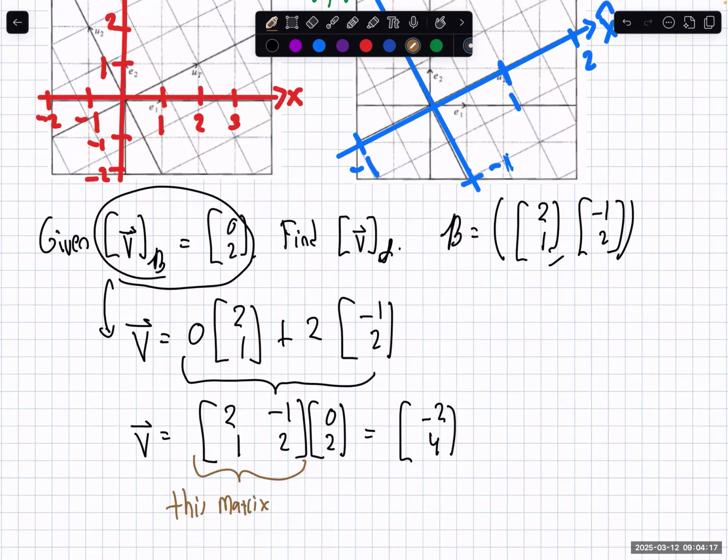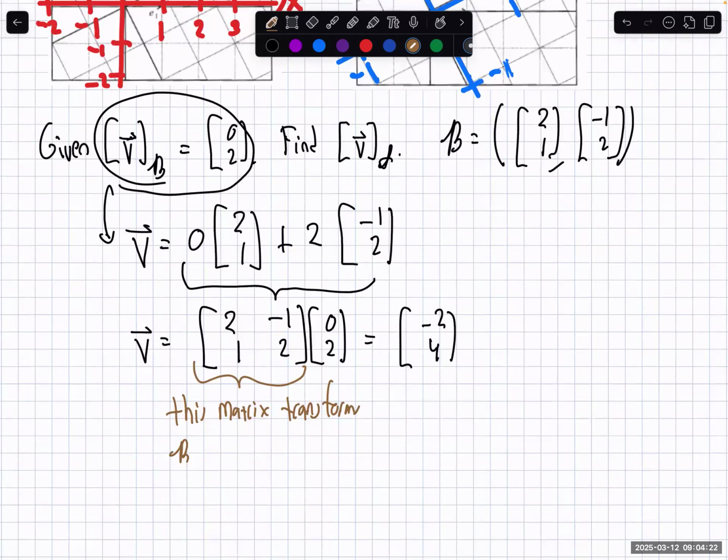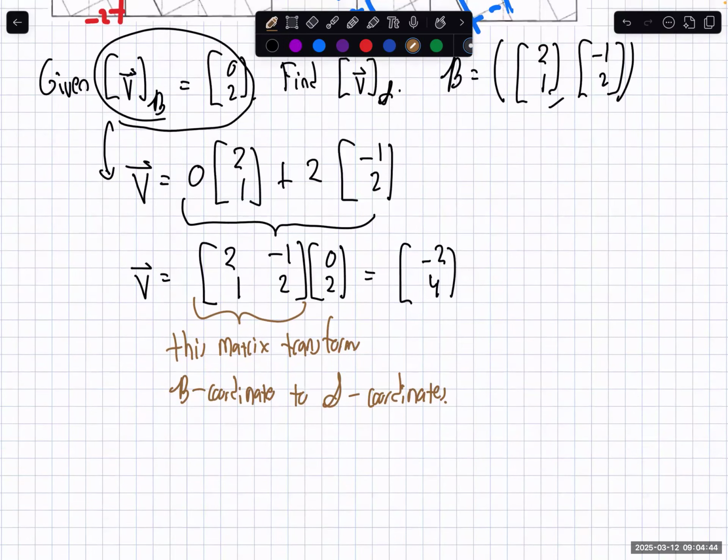And now, if we look at it the right way, we can say this matrix transforms B coordinates to S. And this is going to come up probably in almost every lecture from now to the end of the semester. I'm going to call this the beta S matrix.